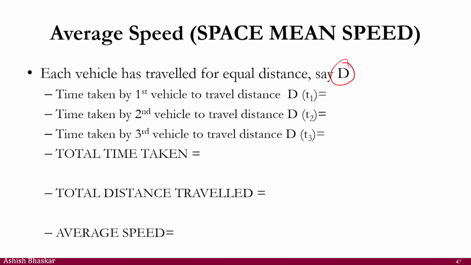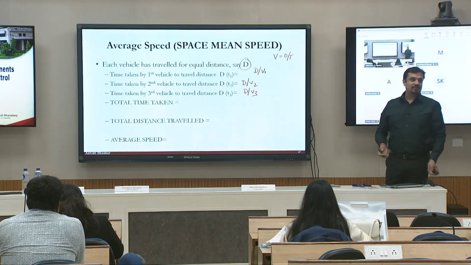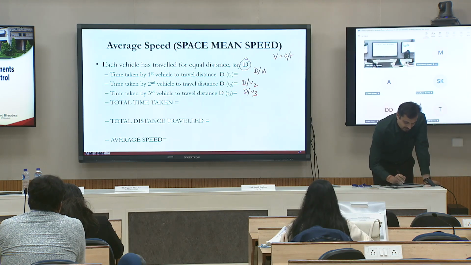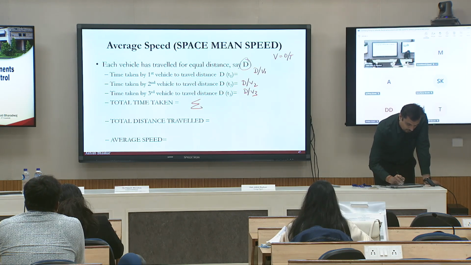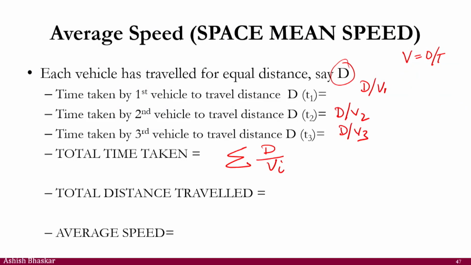So if this is the distance d, and the speed of the first vehicle is v1, speed is equal to distance over time, right? So time taken for the first vehicle should be the distance over speed v1. Same thing should be for the other vehicles, right? Distance over speed v2, distance over speed v3. From here, you can simply find the total time taken, which is the sum of all these. So I can say the total time taken is the summation of distance over the speed vi, where i is whatever the i's are.